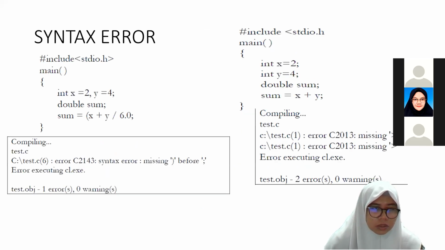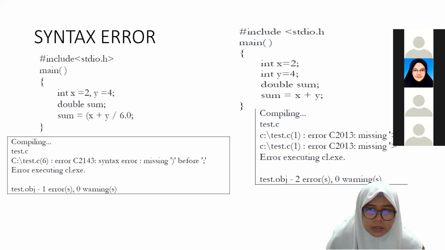We also discuss this one. You need to understand this one: the message says something is missing, missing the parentheses before the semicolon, and this is an execution error. So this is a syntax error example.